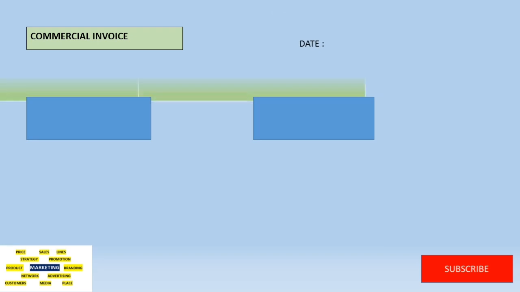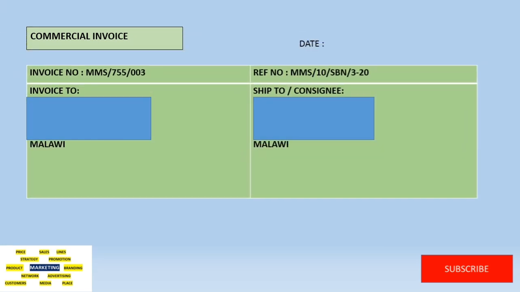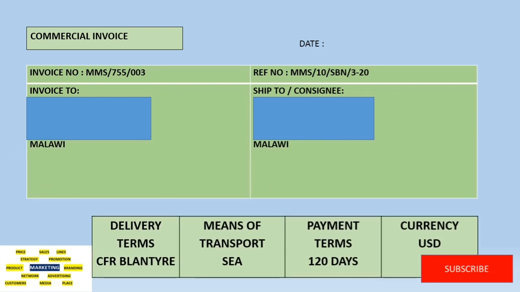We see the commercial invoice sample. In a commercial invoice, mention the name, like commercial invoice or customs invoice, invoice date, invoice number, reference number. The reference number comes from the forward contract number. Invoice to mentions the party name, meaning the actual buyer. Ship to consignee means the company actually receiving the goods.